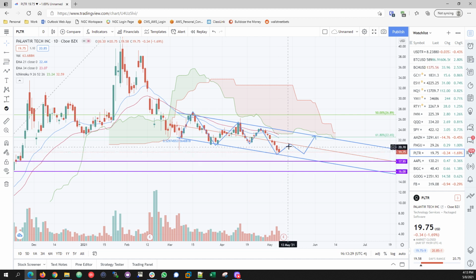But this would be my play. First resistance will be 21.20. Maybe it comes back, retests the 19 range again, and then goes up to the 22.65 level. Okay, that would be my technical estimate or guess.